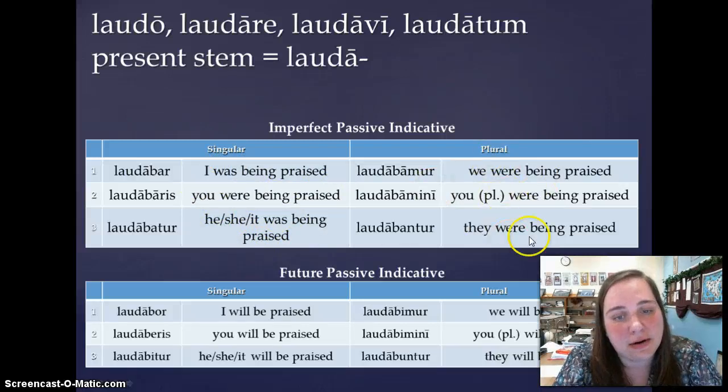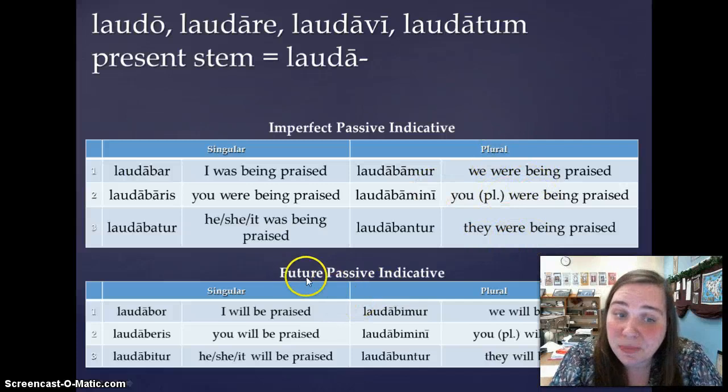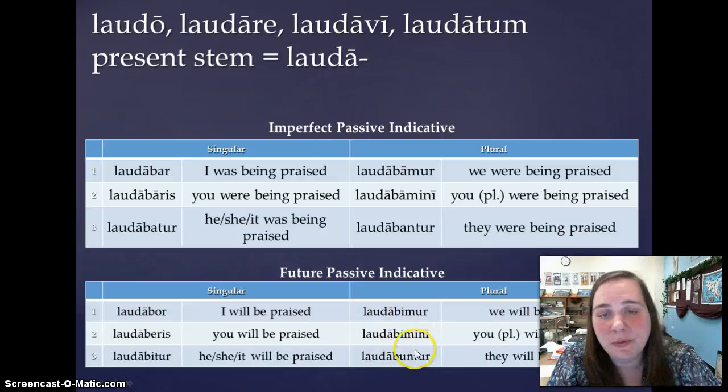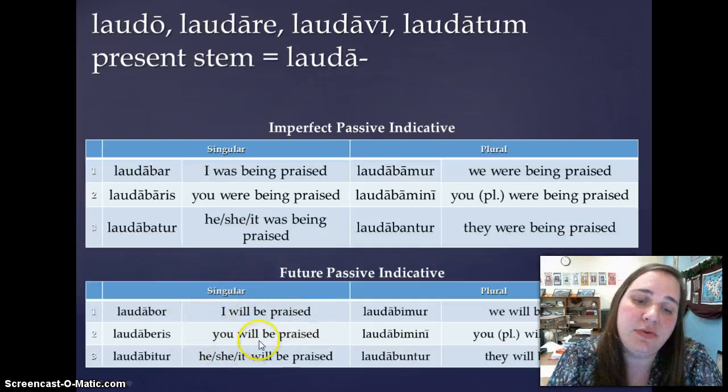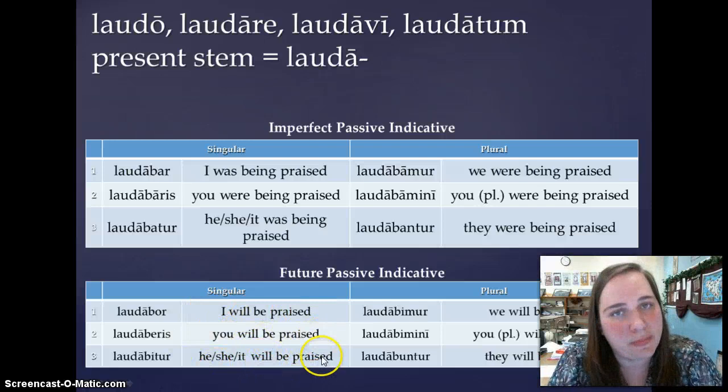he or she or it was being praised, etc., etc. Okay? Future passive, again, present stem plus the future passive ending. So laudabor, laudaberis, laudabitur, laudabimur, laudabimini, laudabuntur. Okay? And again, future has to be future in addition to passive. So I will be praised, you will be praised, he, she, or it will be praised, etc., etc.